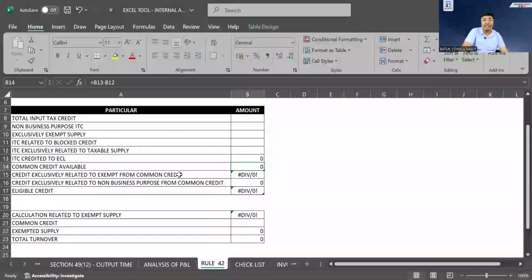is find the credit exclusively related to exempt supply from the common credit. That means the common credit which you have determined, you need to multiply that common credit with exempted supply divided by your total turnover. So the ratio of your exempted supply will be there. You put the exempted supply figure here, and then 5% of the total common credit will be treated as non-business purpose. So you need to calculate that 5%. From the common credit, you need to reduce these two terms. So your eligible credit will be there.